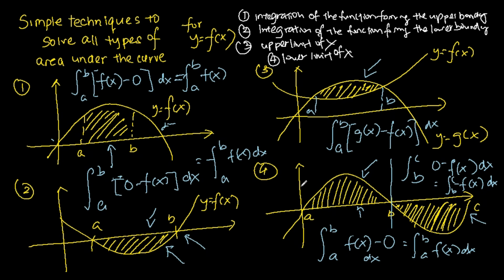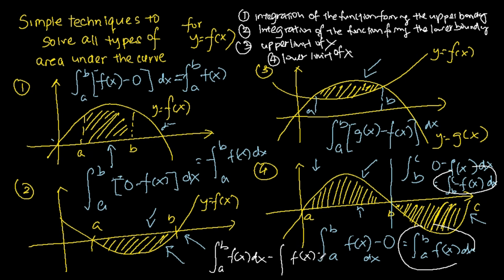So to find the area under the curve for this particular question, we are just adding the 2 functions together that we calculated. That will be the integral from a to b of f(x) dx, subtracting away the integral of f(x), evaluating from b to c.